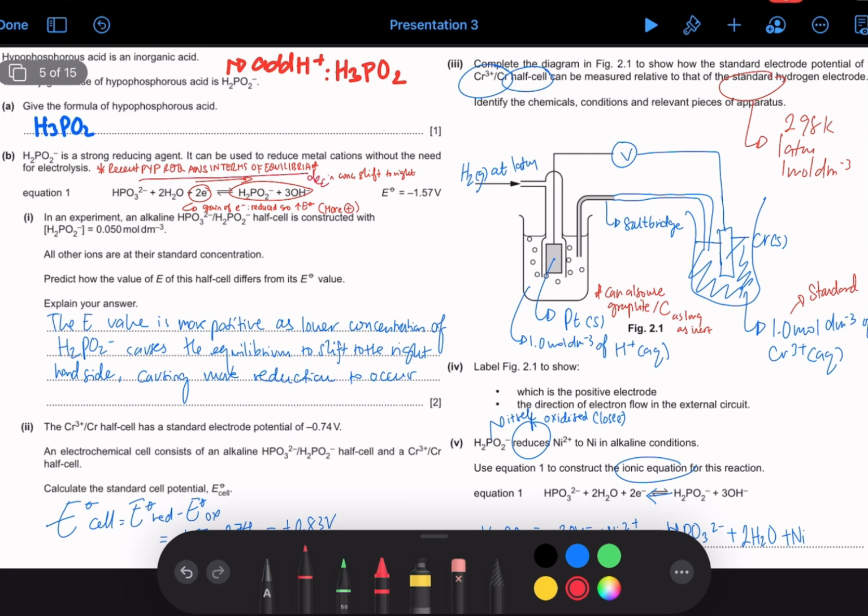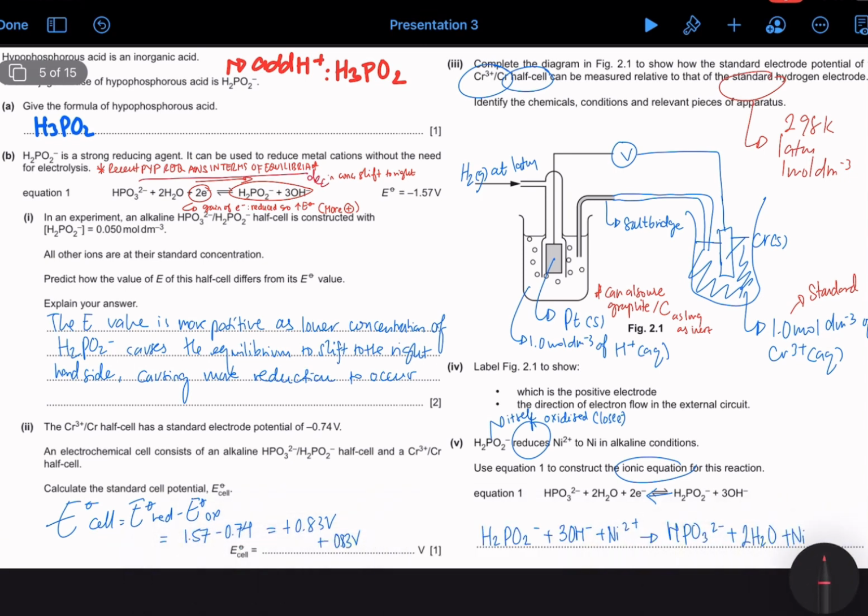The Cr3+/Cr half cell has a standard electrode potential of negative 0.74 volt. An electrochemical cell consists of an alkaline HPO32-/H2PO2- half cell and a Cr3+/Cr half cell. Calculate the standard electrode potential of the cell.